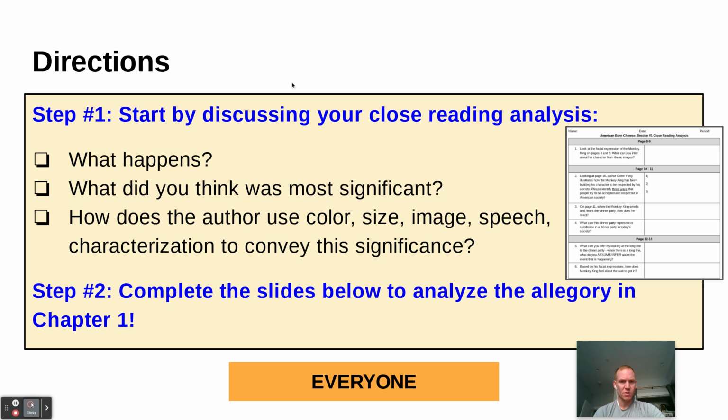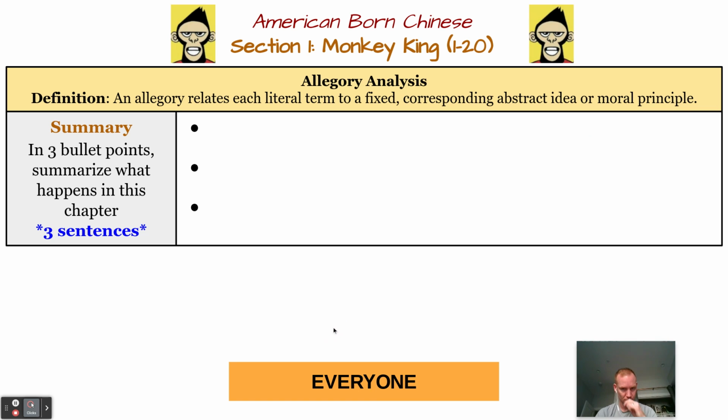The first step is to just discuss your close reading analysis, right? That item that you completed on Canvas over the last 2 days. Just make sure everyone basically has the same understanding of what happened, what they thought was the most significant, and how the author used color, size, image, speech, etc. to convey that significance. Once you've shared that out with everyone in your group, then you can move on to the next section. The next section asks you to put together 3 bullet points summarizing what happens in that section, right? So everyone should basically agree on the 3 most important things to write down.